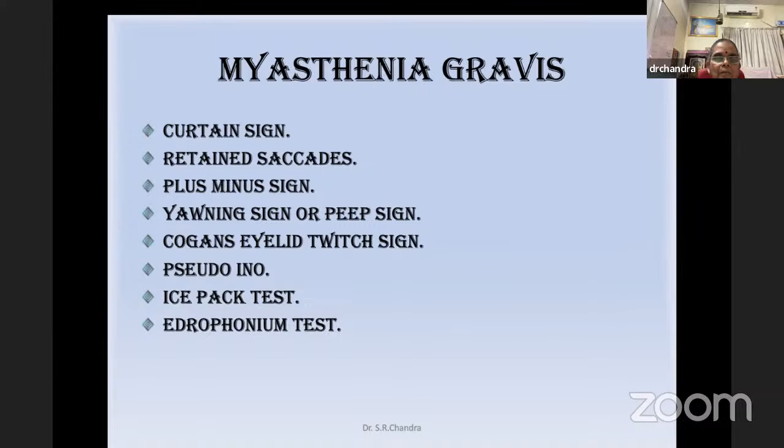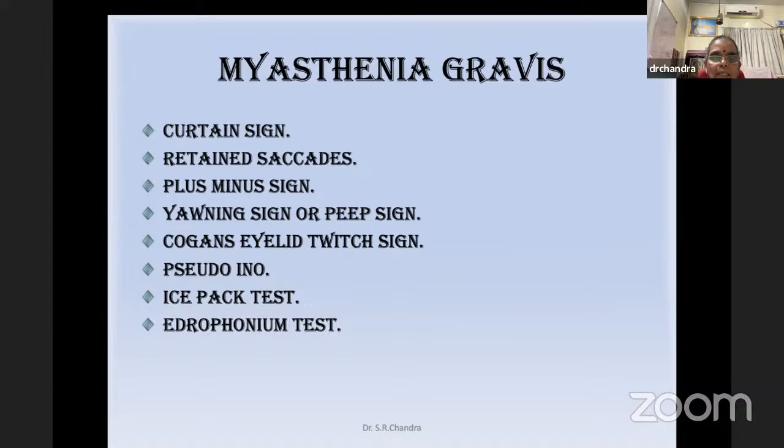And next is the plus minus sign. When you close one eye, the opposite eye elevates because the maximum energy is focused on one eye. That is called the plus minus sign. Then the yawning sign or peep sign: tell the patient to keep the mouth tightly closed. After some time, the lip slightly opens.